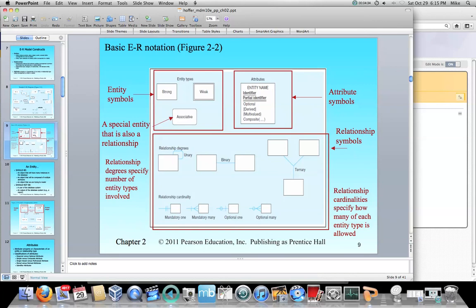And on the bottom, you see the relationship cardinality, but that was covered in a previous slide. And that is the end of the lecture associated with ER model constructs.